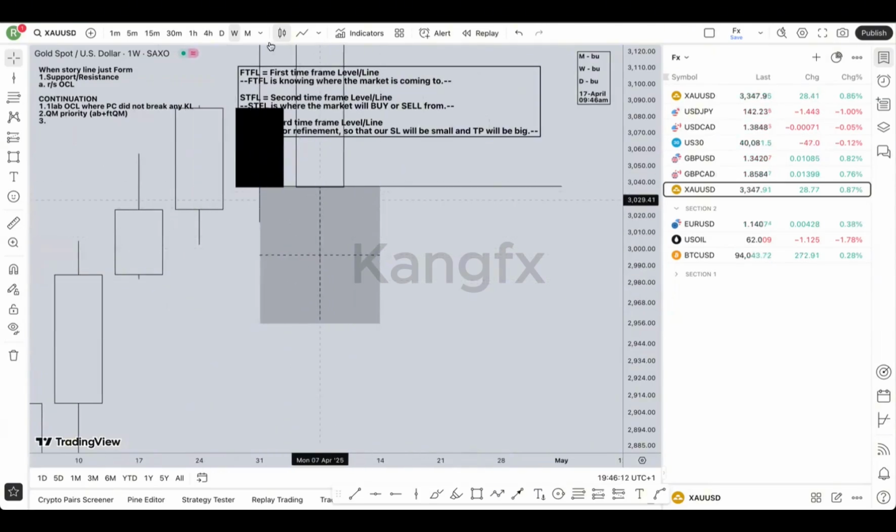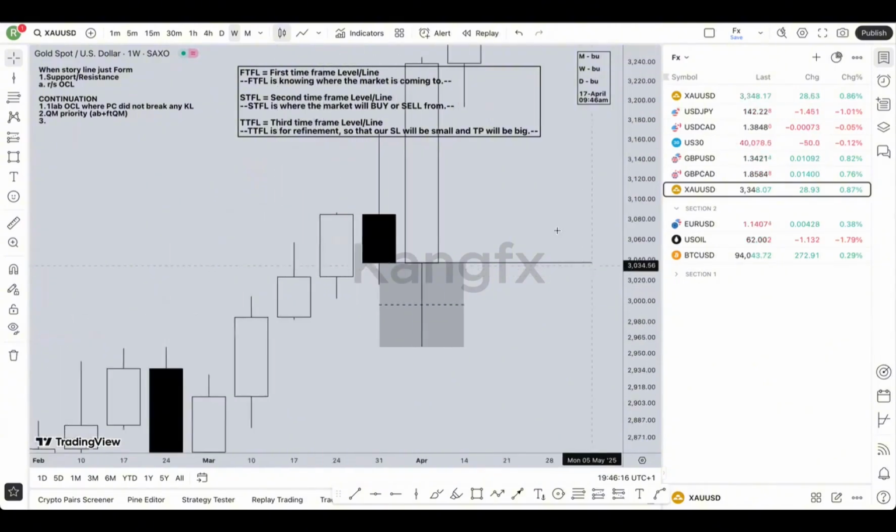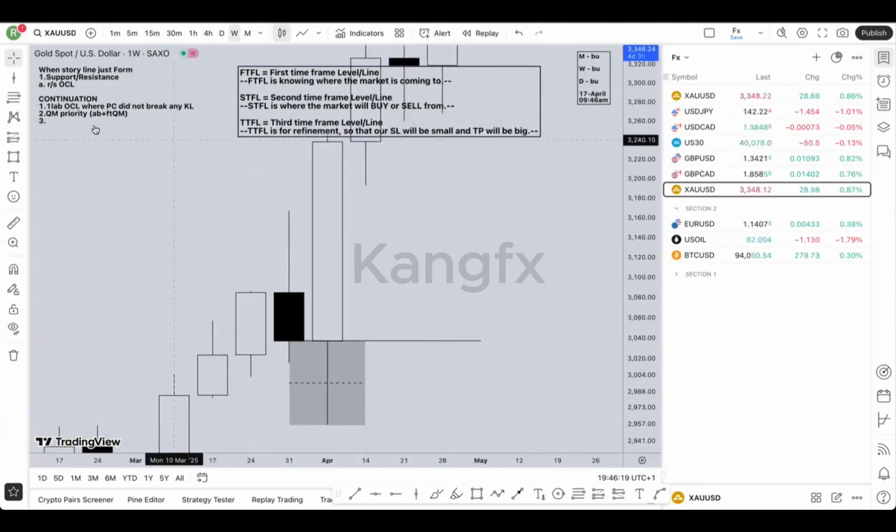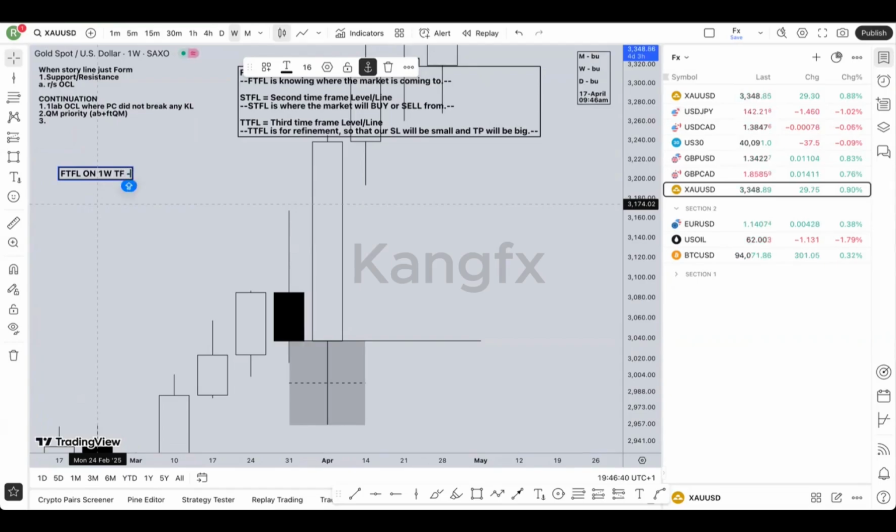And after marking this, we go to the weekly time frame. If our FTFL is on weekly, then our STFL will be on daily, while our TTFL will be on 4 hour. So this is how we are going to mark it.